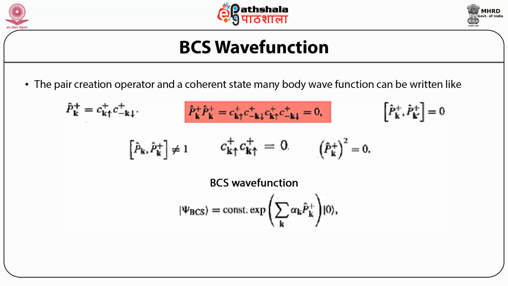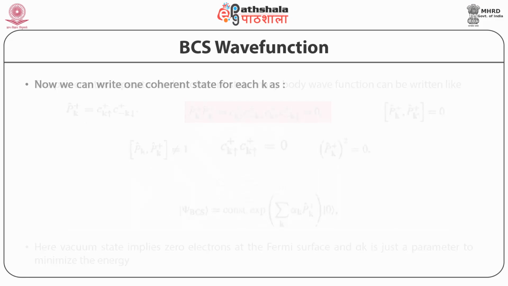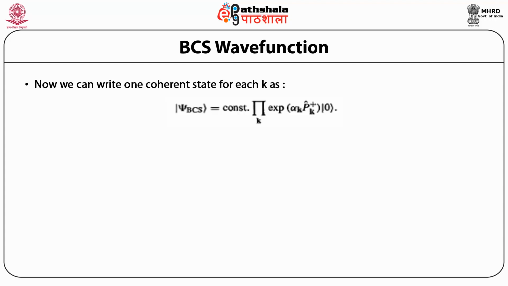So, the BCS wave function is motivated from the coherent states in quantum optics. This BCS wave function is written as a constant multiplied by exponential of the summation over k of alpha k pk dagger multiplied by the vacuum state. Here the vacuum state implies 0 electrons at the Fermi surface, and alpha k is just a parameter to minimize the energy. Now, we can write one coherent state for each k as follows: the BCS wave function is equal to a constant times the product over k of exponential alpha k pk dagger multiplied by the vacuum state.